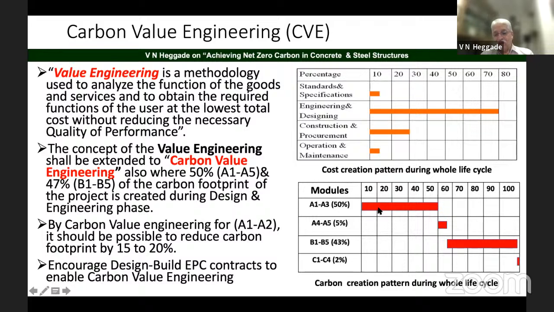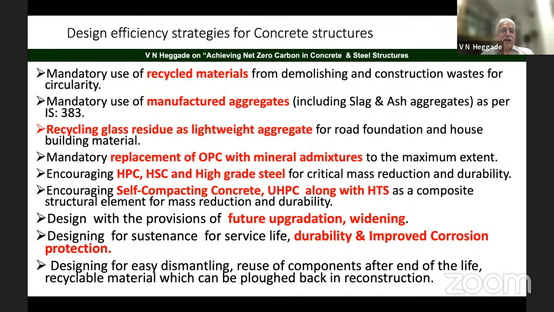We have seen that in the product stage, almost 40 to 50% of the carbon dioxide emission takes place, and in the use stage again around 38 to 50%. So carbon value engineering has to be done during these two stages extensively, because during the construction stage it is hardly 1 to 2%. In fact, it may go up to 4% in some cases. And during the demolition stage also, it's around 1 to 2%. So value engineering has to be done extensively during the product stage as well as the in-use stage, as you can see here. That concept has to be developed. And the design efficiencies for concrete structures, I think I'll just note it down here because of the paucity of time.